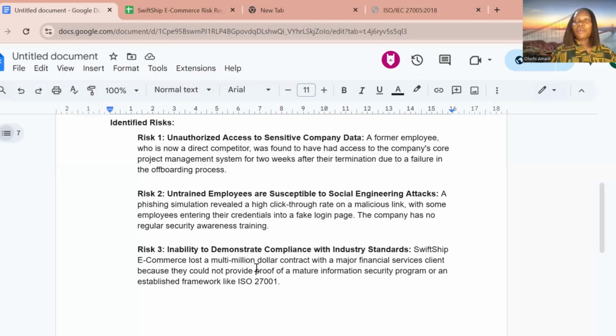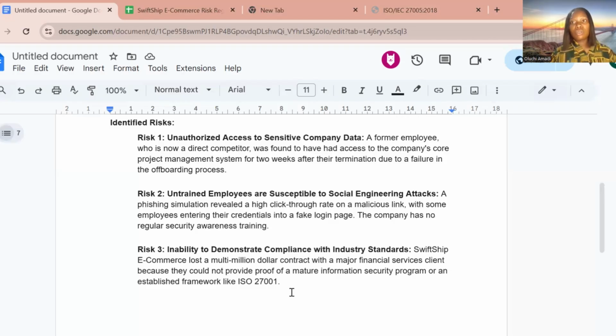So SwiftShop, they are handling people's information and data, and they don't have any of the standards to show that they are authorized to do it, or that they are handling people's data correctly, which is not proper, and most businesses will not trust them.